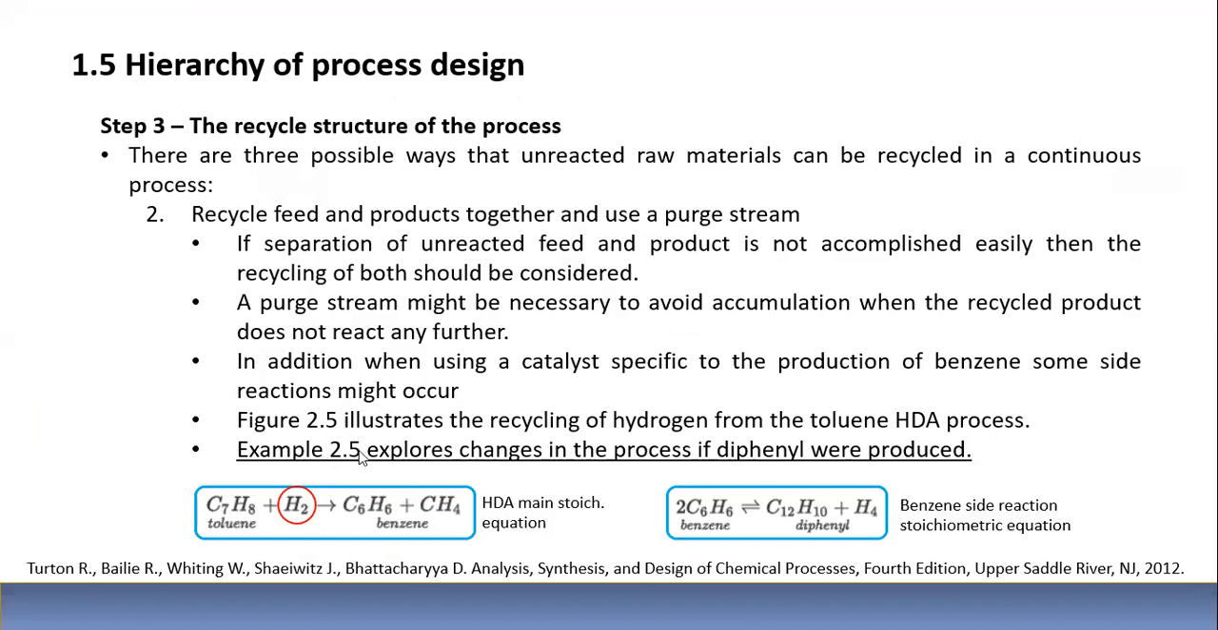Hydrodealkylation process, example 2.5 explores changes in the process if diphenyl were produced. Este es el toluene hydrodealkylation, ahí está correcto. Main stoichiometric equation. Y esta ecuación es the benzene side reaction stoichiometric equation. Es decir, algo del benceno tiene una segunda reacción y produce difenil, como se puede observar aquí.